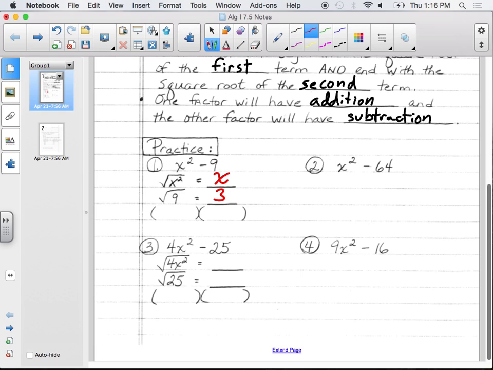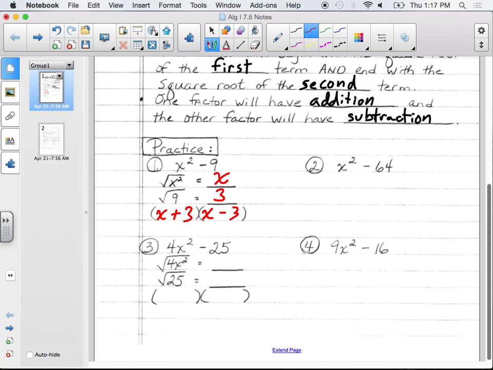So we found the square root of our first term, found the square root of our second term. So each of our binomial factors are going to start with x, they're going to end with 3. One's going to have subtraction, one's going to have addition. Doesn't matter which order we put them in. Is that all we have to show? Yes. What the heck? This is really easy, isn't it? That's the whole lesson. Pretty much, yeah. Nice.